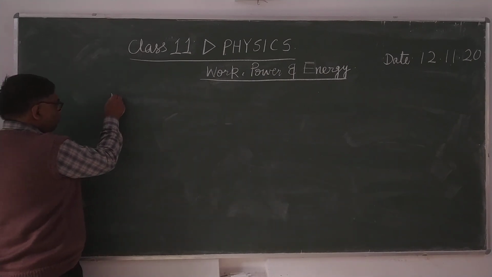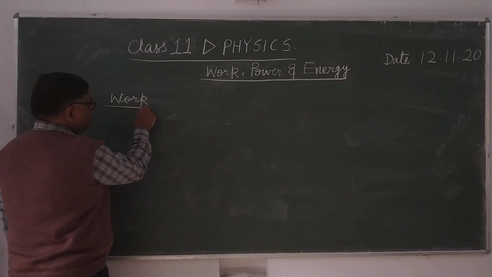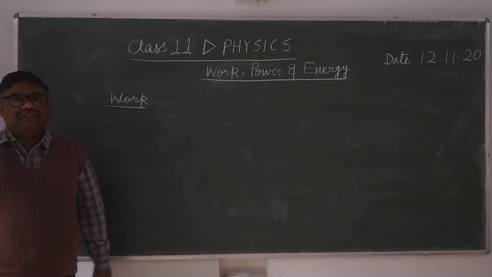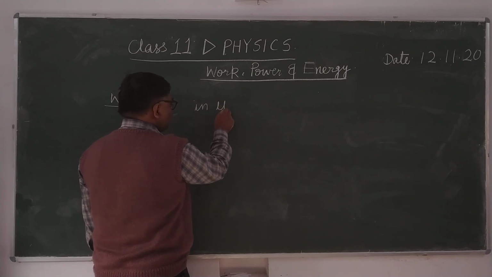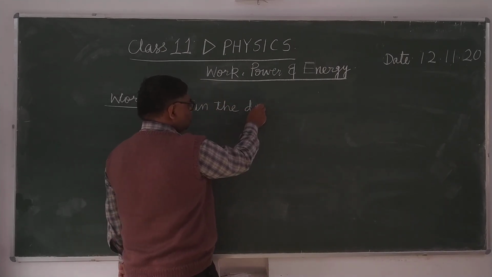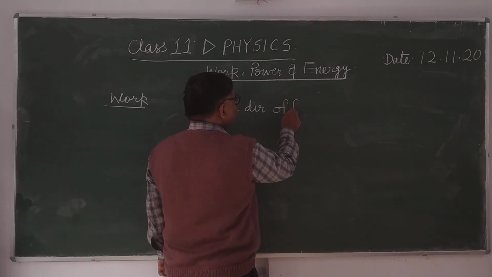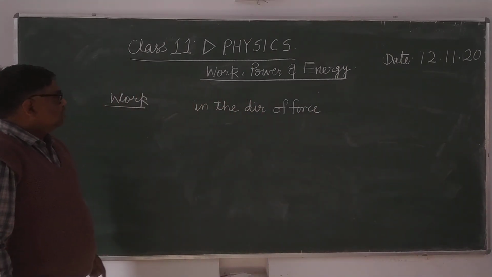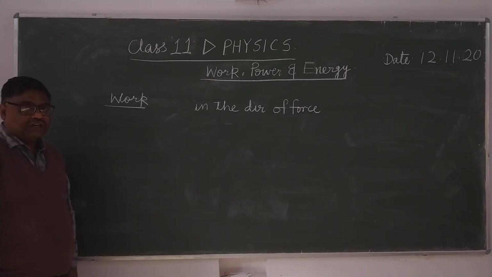So what is work? As you know, work is said to be done when force is acting on the body and the body gets displaced in the direction of force. This term is very important: in the direction of force. So if the force is acting on the body and the body is displacing in the direction of force, then work is said to be done.